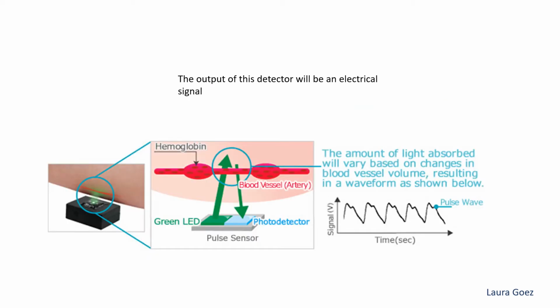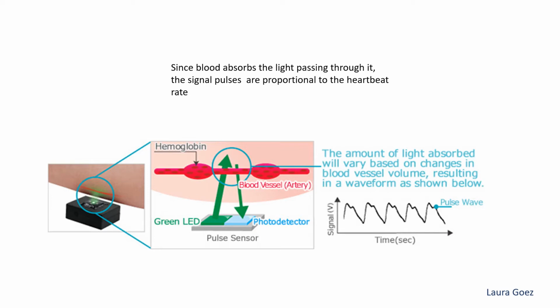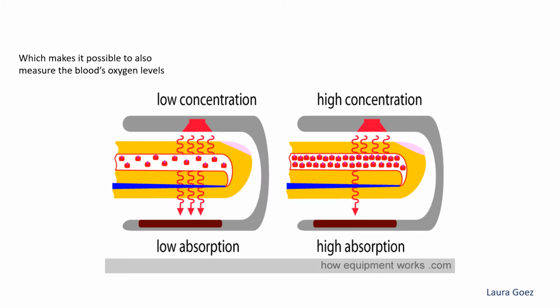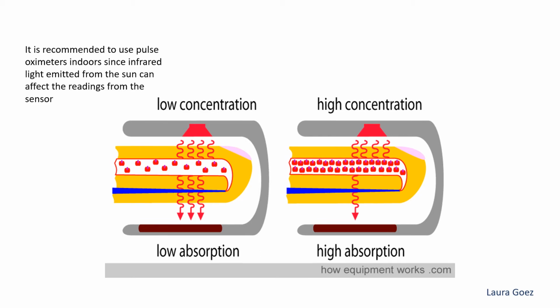The output at the detected end will be an electrical signal like the one that is shown in this image. Since blood absorbs the light passing through it, the signal pulses are proportional to the heartbeat rate. Reflection-type pulse sensors use red and infrared light, which makes it possible to also measure the blood's oxygen levels. However, it is recommended to use pulse oximeters indoors since infrared light emitted from the sun can affect the readings from the sensor.